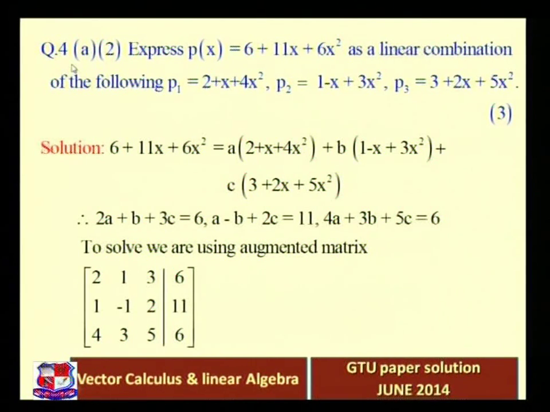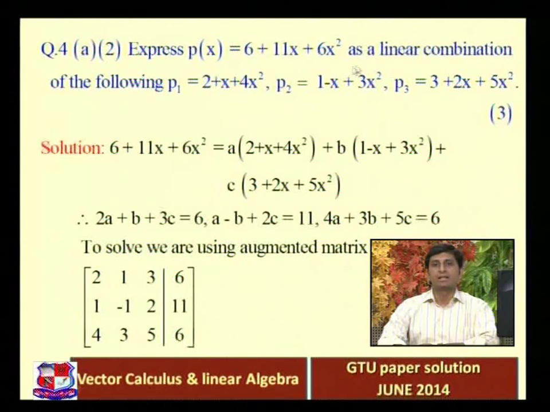Next part, question 4a, second part. Express p(x) is equal to 6 plus 11x plus 6x square as a linear combination of the following p1, p2, p3, where p1 is equal to 2 plus x plus 4x square, p2 is equal to 1 minus x plus 3x square, and p3 is equal to 3 plus 2x plus 5x square.